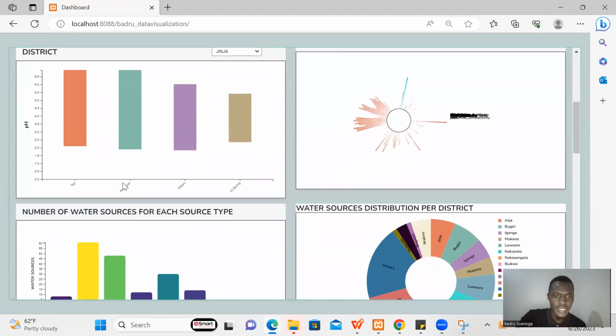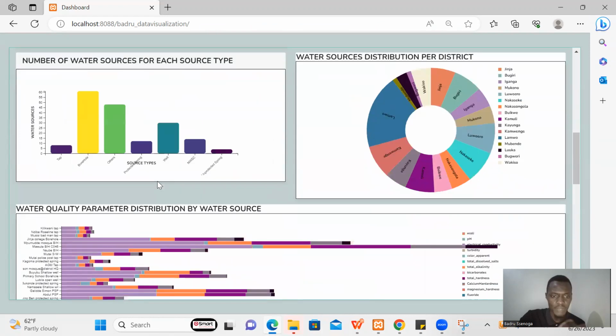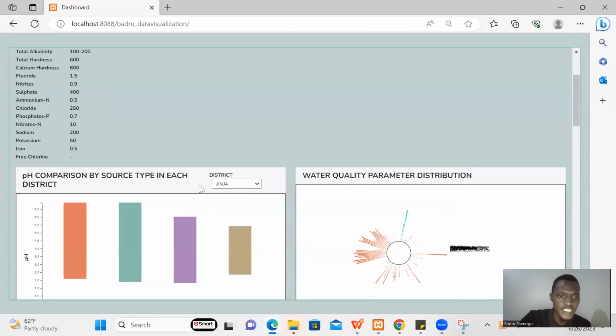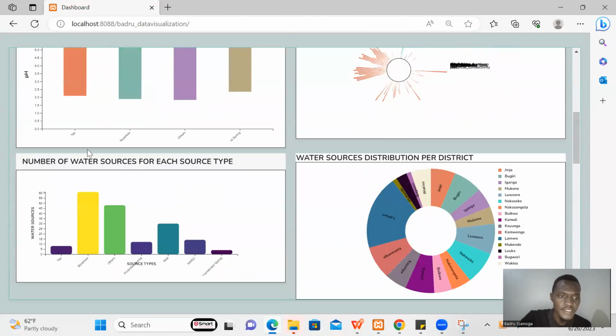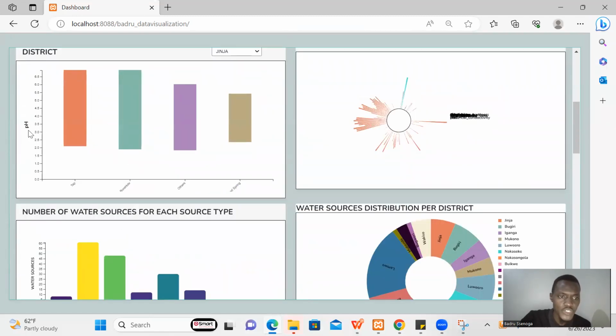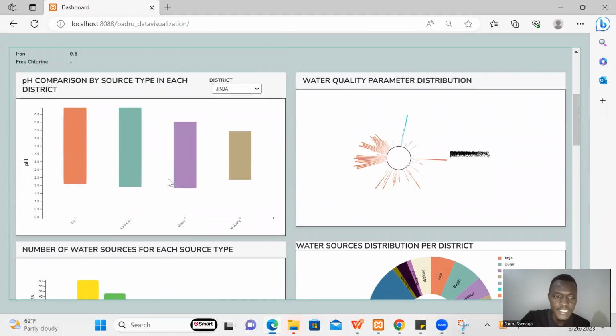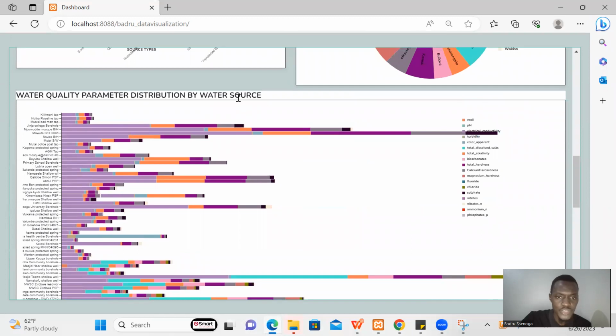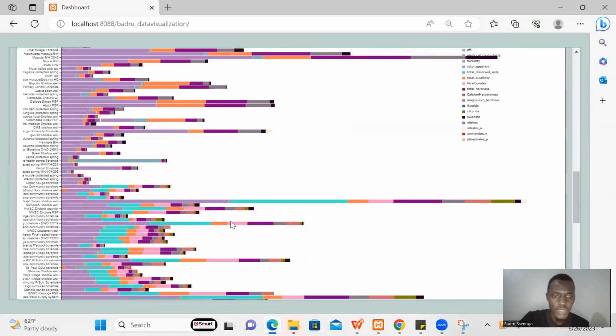So there are many other observations that we can derive from this, but the same idea as for pH here, we can use for other parameters. The same goes for distribution by water source. This time around, it can be by district. It is the same concept. We just have to change our code in D3.js.